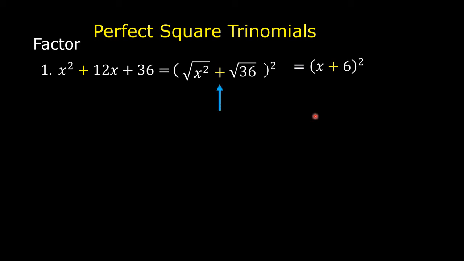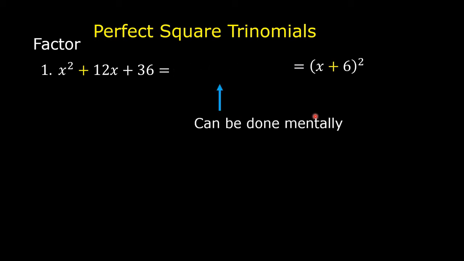This can be done mentally. Find the square root of x squared. The square root of x squared is x. Then plus, follow the sign of the middle term, plus the square root of the third term. So the square root of the third term, which is 36, is 6. And then enclose in parentheses squared. So the answer is the quantity x plus 6 squared.